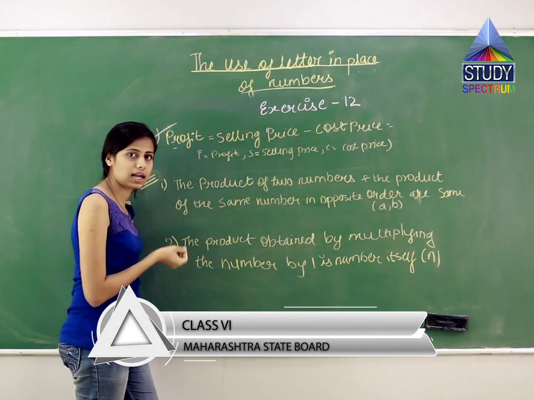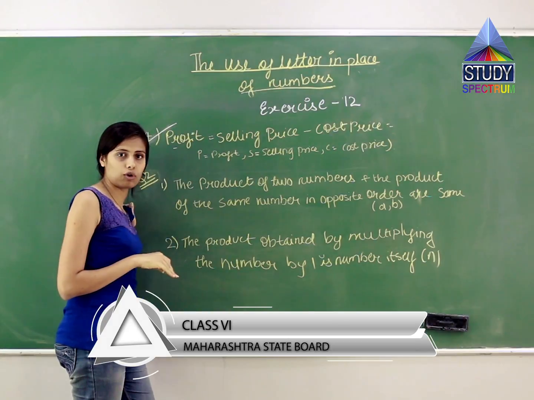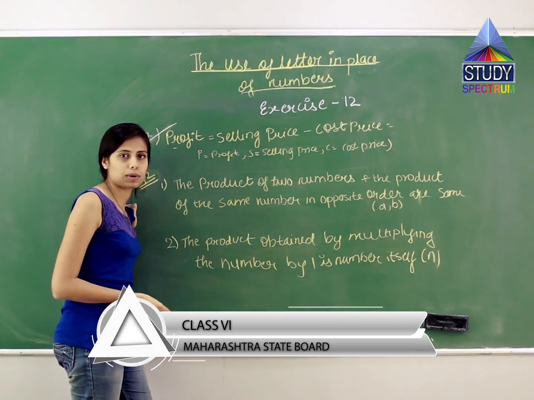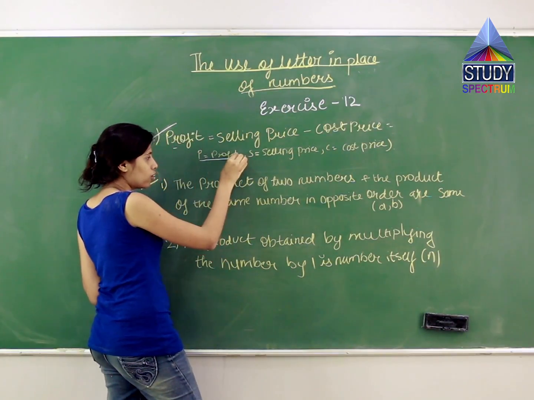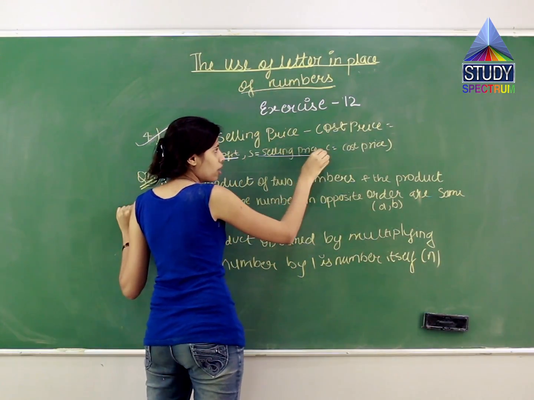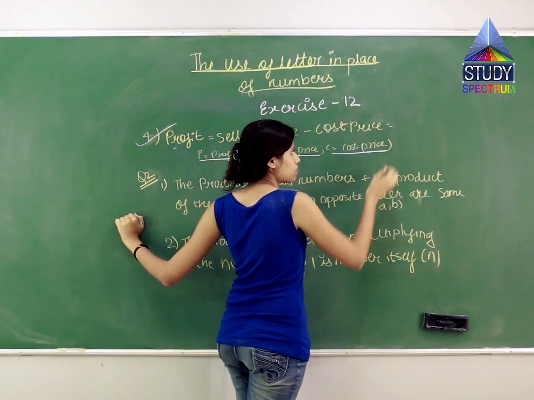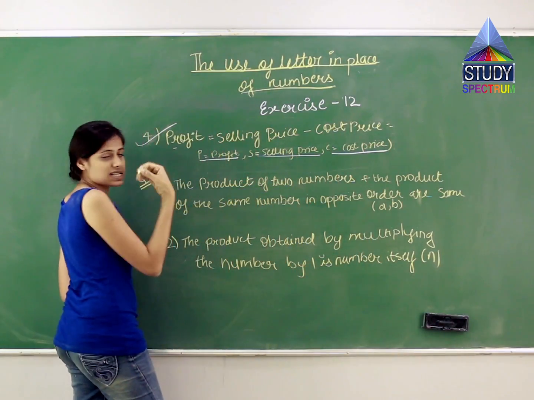प्रॉफिट को क्या कैसे लिखना है? दिया है यहाँ पे कितना प्रॉफिट हो रहा है मुझे, कितना सेलिंग प्राइस है, कितना कॉस्ट प्राइस है, नहीं दिया है. दे हैव जस्ट रिटन दैट इंस्टेड ऑफ प्रॉफिट यू हैव टू राइट P, इंस्टेड ऑफ सेलिंग प्राइस you have to write S, and instead of cost price you have to write C. So let us replace it.